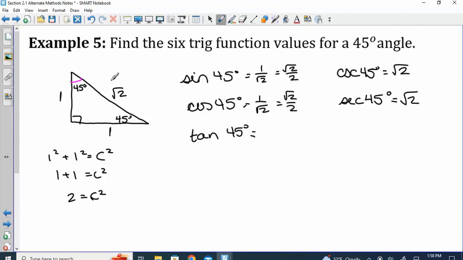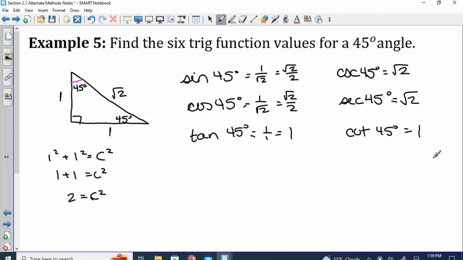Final one, tangent of 45. So opposite over adjacent, 1 over 1 is just 1. So cotangent is 1. All right. So here's the thing.